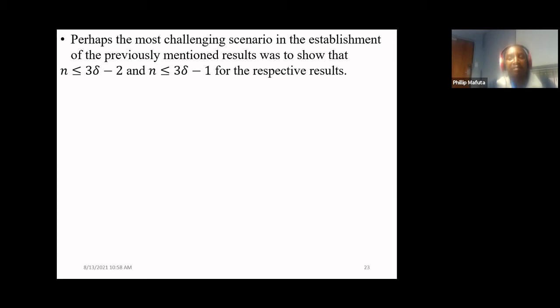Perhaps in the previously mentioned results, the most difficult thing that we faced in establishing the result was to give upper bounds on the order. For the first result, n at most 3 delta minus 2, and n at most 3 delta minus 1 for the other result. It was difficult, and we used to prove by contradiction, if you take the papers online. But however, here we observe something.